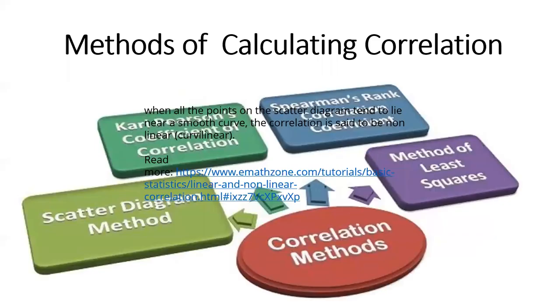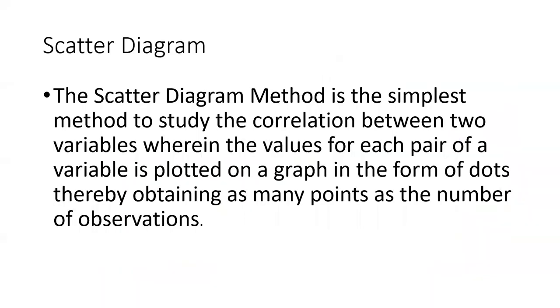Now let's try to understand the different methods of correlation. Generally 4 methods are used: scatter diagram, Karl Pearson coefficient of correlation, Spearman rank correlation, and method of least squares. These are the 4 methods studied to find out the correlation. Okay.